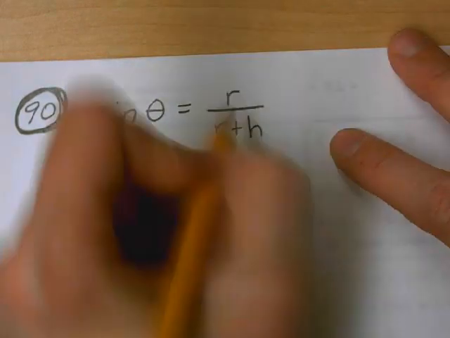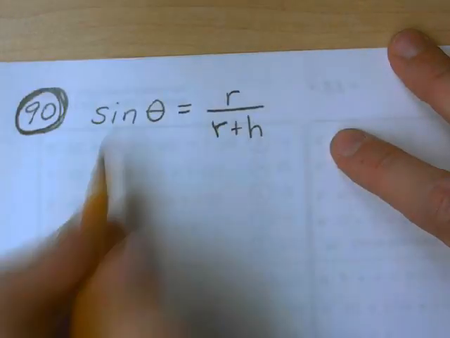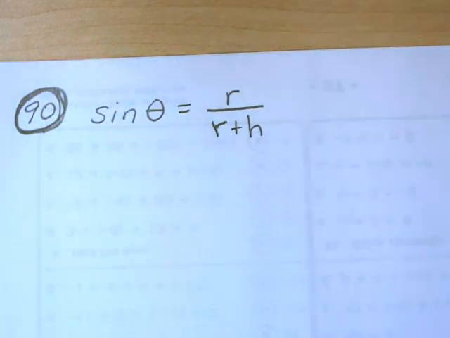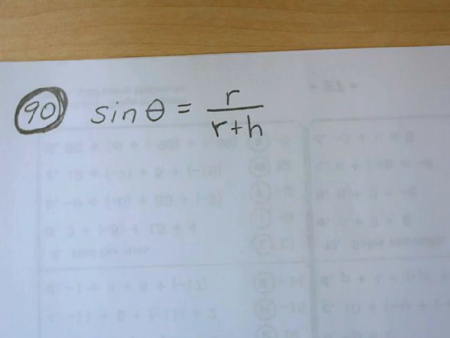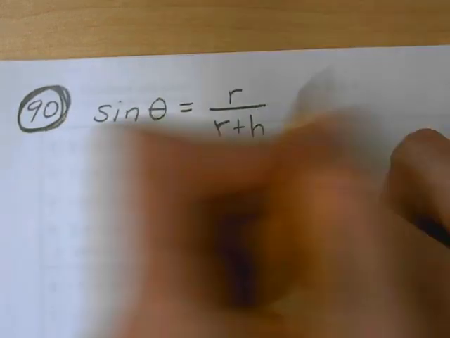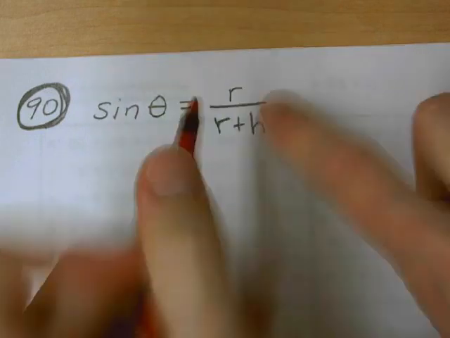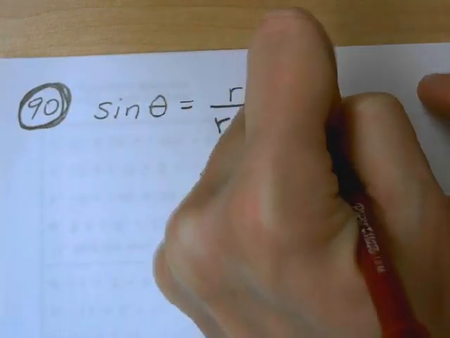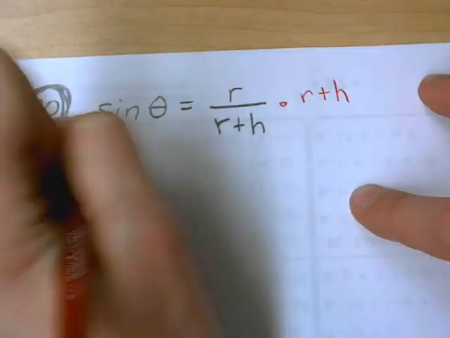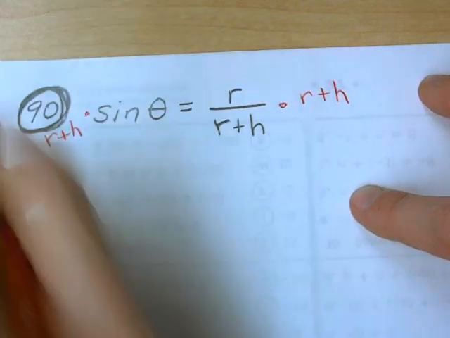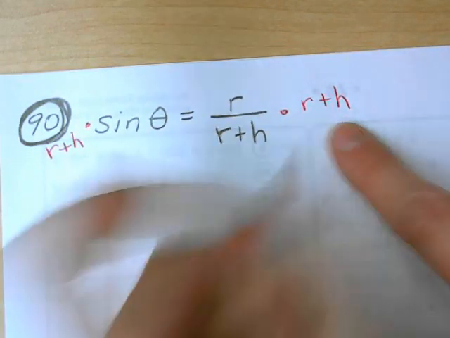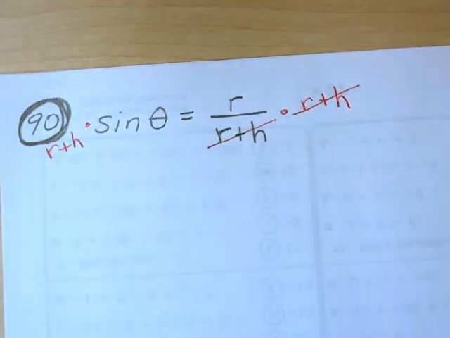R plus H. And then you have to mess with this equation and manipulate it, and you have to solve this for H, because it said show that this is the same as H equals R times cosecant minus 1. So I would try to get rid of this fraction, like multiplying by R plus H on both sides. If you do that first, then it'll cancel the fraction on the one side.